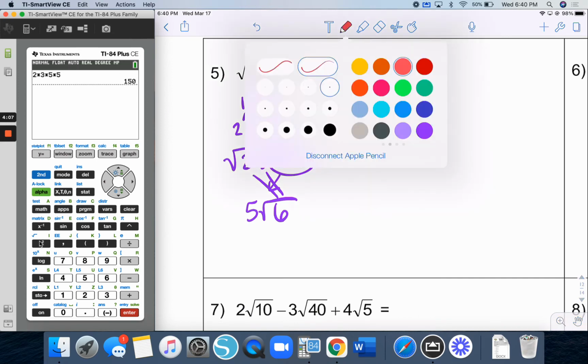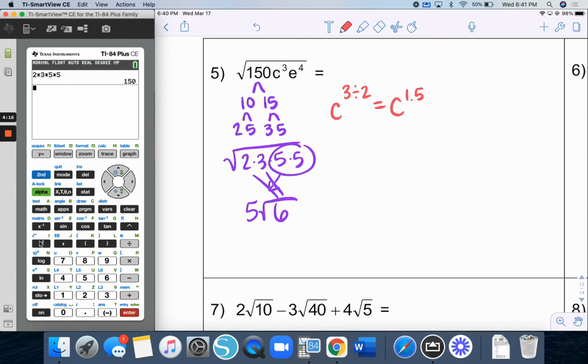Letters, I have 3 C's. I take out 1 and leave 1 in because I end up with 1.5. And then E's, I have 4. I can evenly take out 2. So outside I have a 5, a C, and 2 E's. And then remember, 0.5 means I have a C left. And I have that number 6.